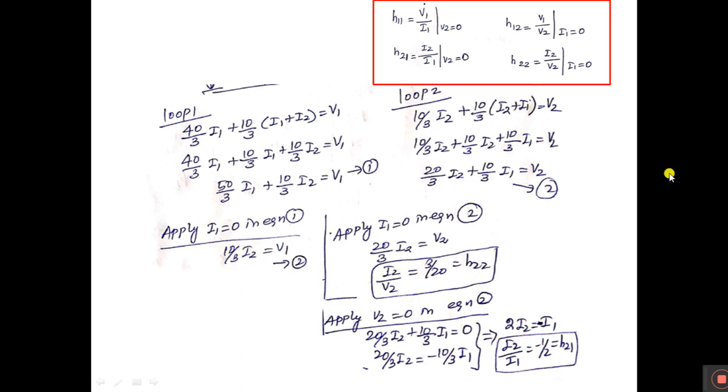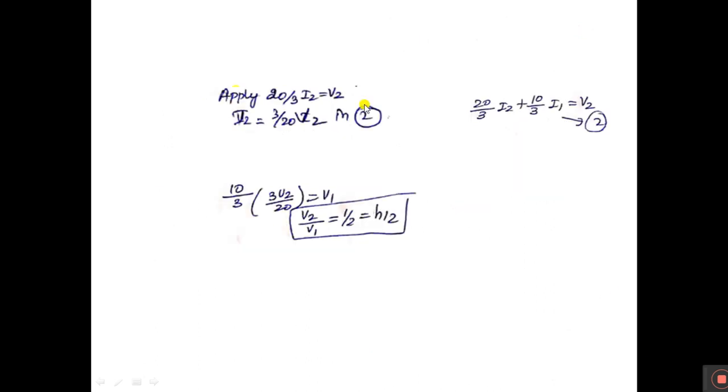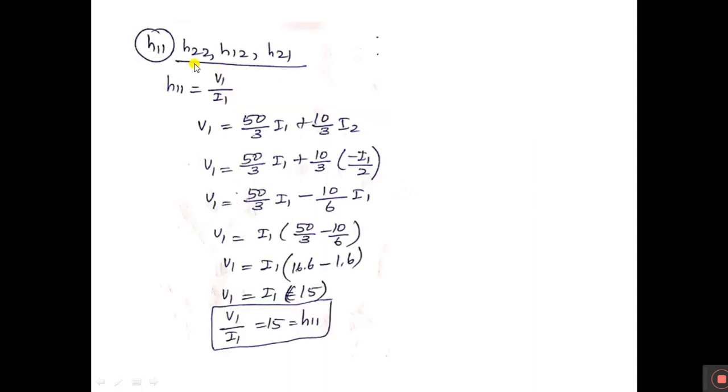Actually this is the third equation, not the second one. So 10 by 3 I2, apply the I2 value. I2 value is 3 into V2 by 20, that becomes V1. So now V2 by V1 equal to 1 by 2, that is H12, right? So actually you should apply this in equation 3. By mistake I put equation number 2. Now H12 becomes V2 by V1 equal to 1 by 2. So now three parameters we found: H22, H12, H21. Next one, H11 is pending.